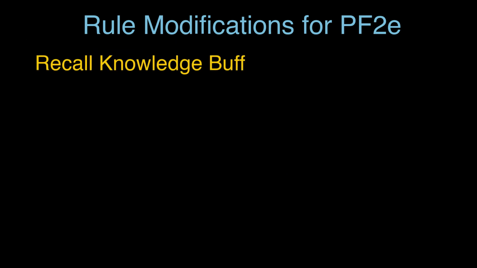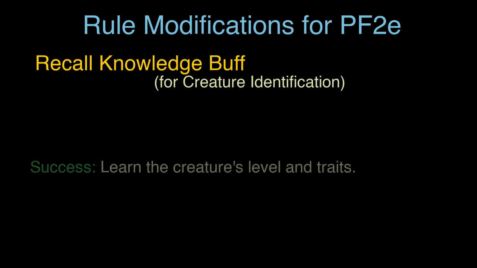The next rule variant is a homebrew rule for recall knowledge. The base game is not very clear how this action is supposed to work. So here's how I use recall knowledge at my table when it comes to creature identification. A success immediately grants the level and any traits of the creature. This is important in my game since, due to the high encounter variance, the PCs need to assess how dangerous an enemy is before they choose to confront it or decide if they should flee.